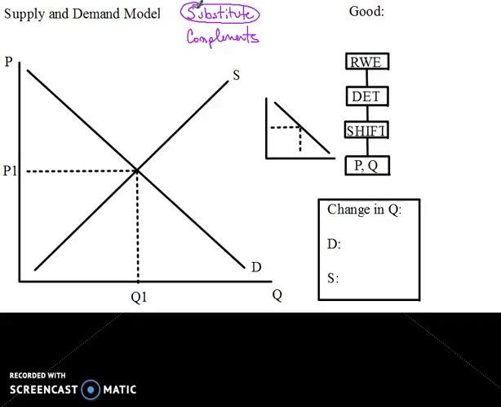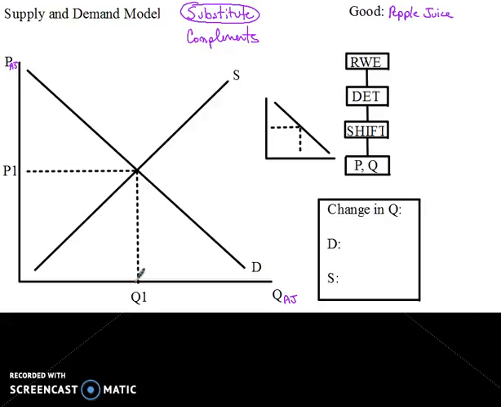The first thing I've got to do is define my good. My good is going to be apple juice. So I record that here, and then I'm going to record it down here. This is the quantity of apple juice. This is the price of apple juice, same thing that we've been doing before. And there's a supply curve for apple juice, a demand curve. And here we are at equilibrium at P1, Q1.